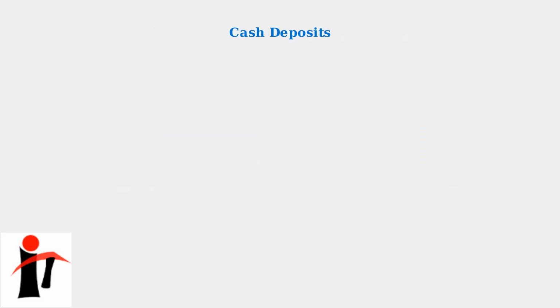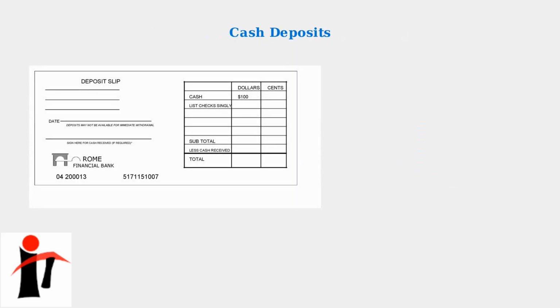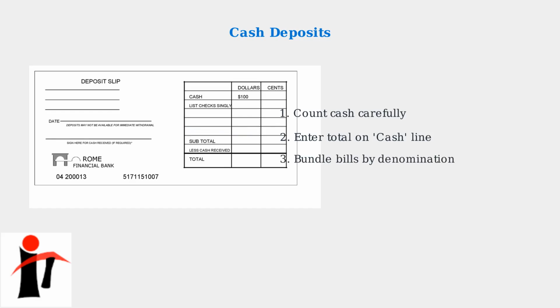When making cash deposits, accuracy and organization are essential. The process involves three key steps: counting, recording, and bundling your cash properly. First, count your cash carefully before arriving at the bank. Separate bills by denomination and count each stack twice to ensure accuracy. Present your organized cash along with the completed deposit slip to the bank teller. This preparation speeds up the transaction and reduces errors.